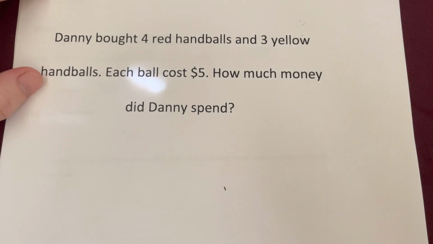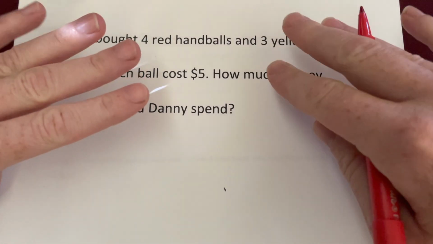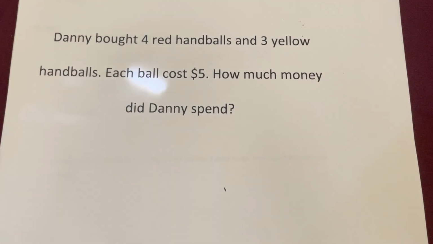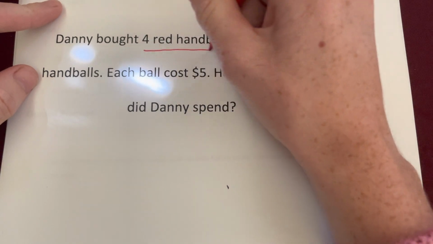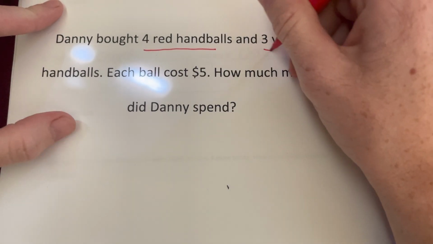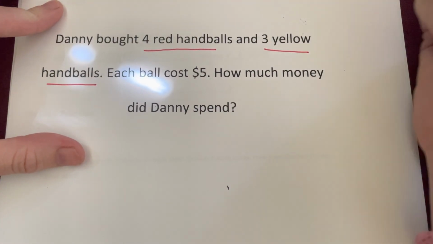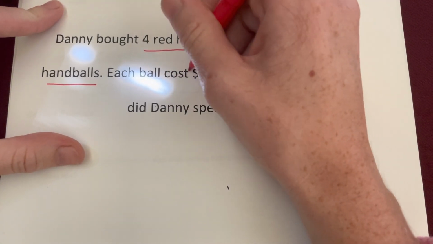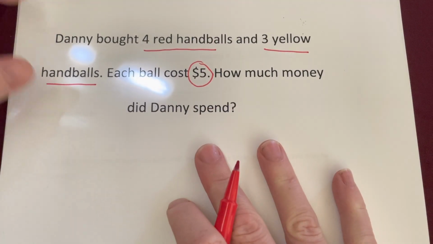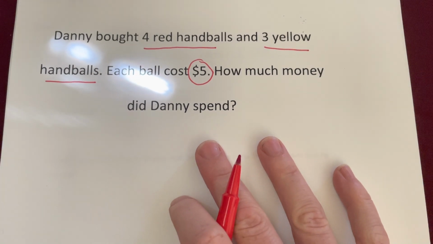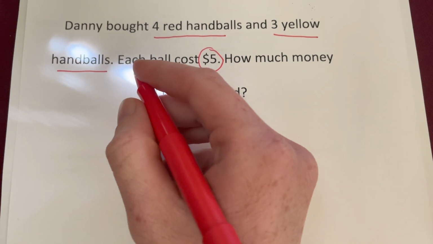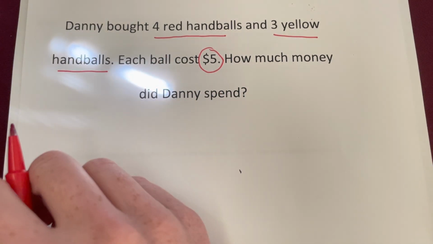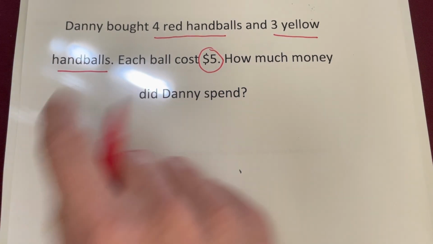Okay, so I'm going to just figure this out. Some people like to use their fingers to figure it out. I actually kind of like to draw because I'm a visual learner too. So I see that he has 4 red handballs. He has 3 yellow handballs, and each ball costs $5. So I like to underline and circle important information. If I had a highlighter, I'd like to use that too. Okay, and now I'm going to draw it out. You don't need to draw it out. You just need whatever makes sense to you.